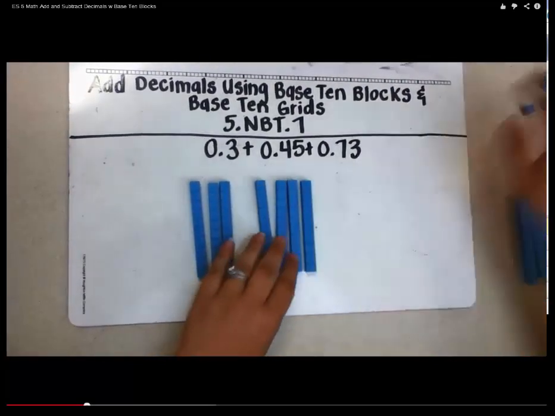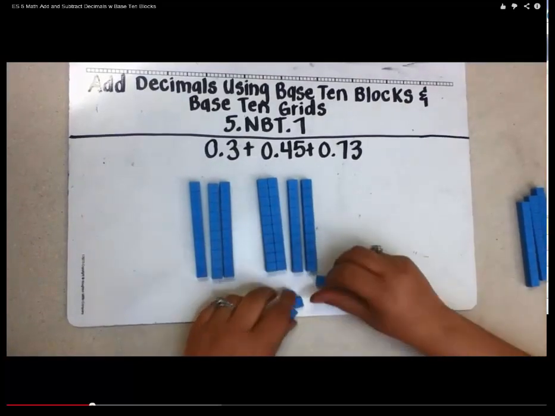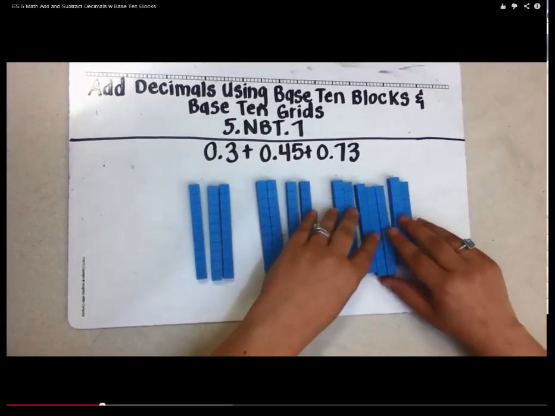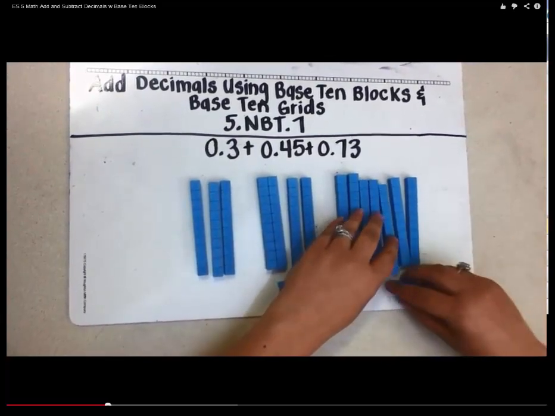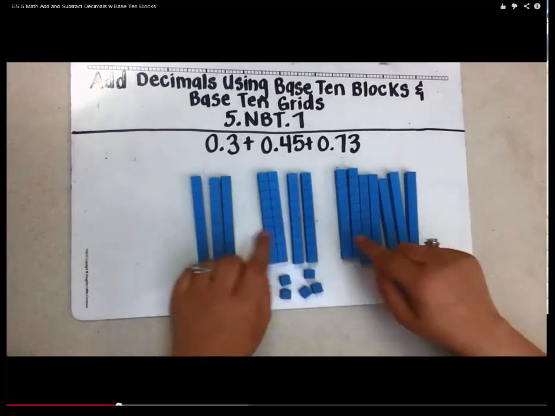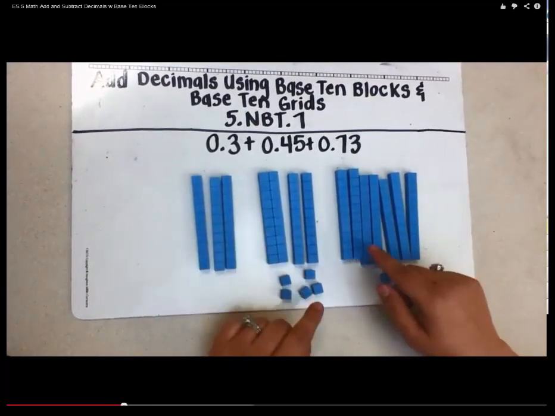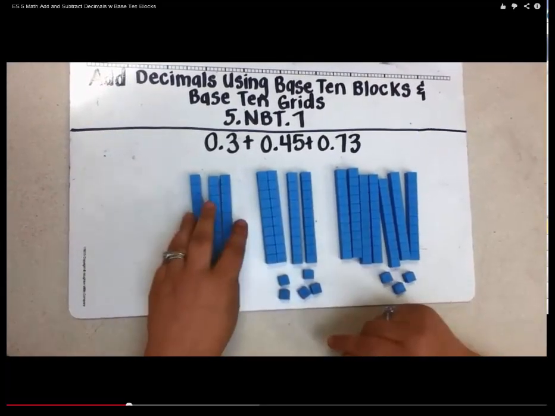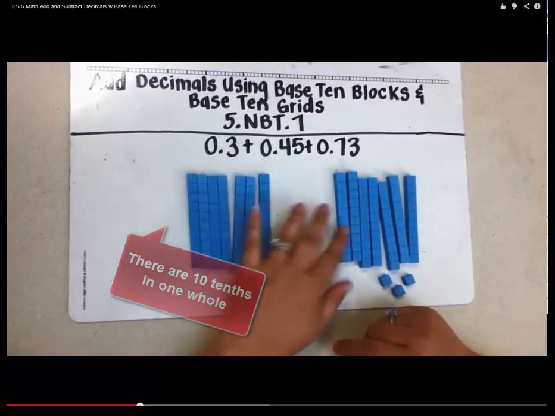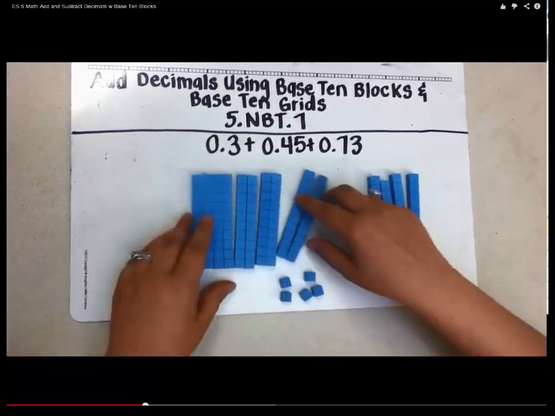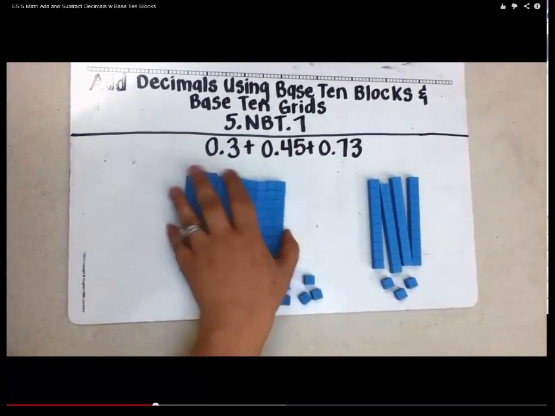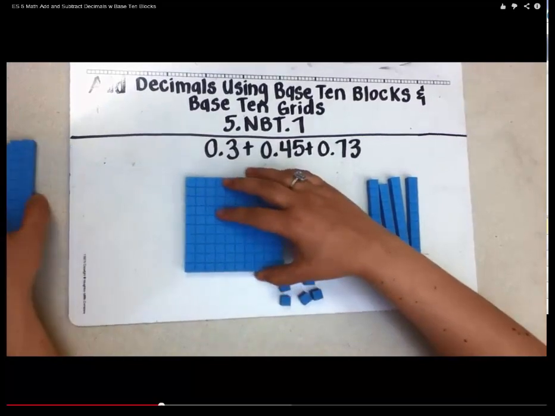plus 45 hundredths plus 73 hundredths. And now what we would want to look at immediately is if any of these tenths can be grouped together to make one whole. And we would see that we should have 2, 4, 6, 8, 10 of these tenths can be put together to make one whole. So I would trade 10 tenths for one whole.